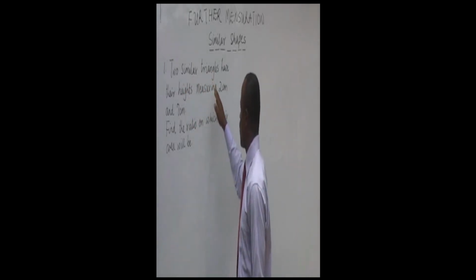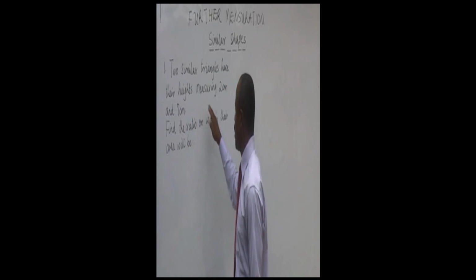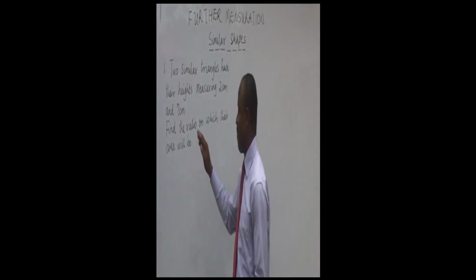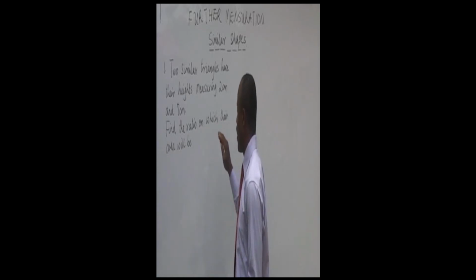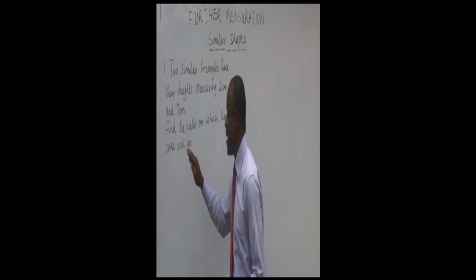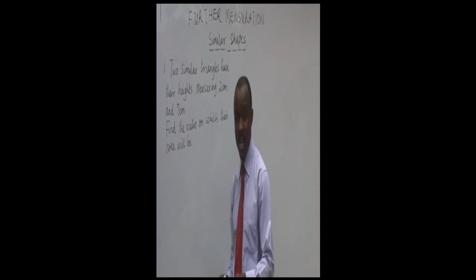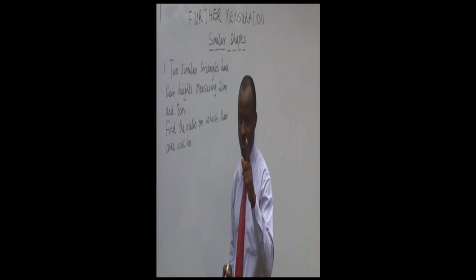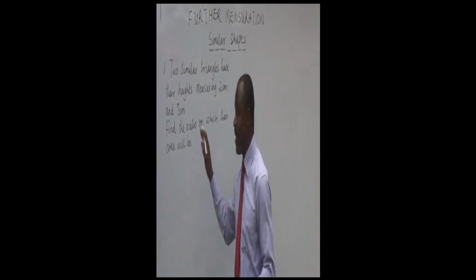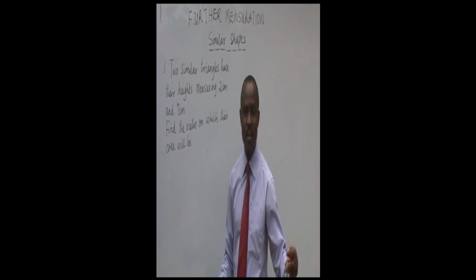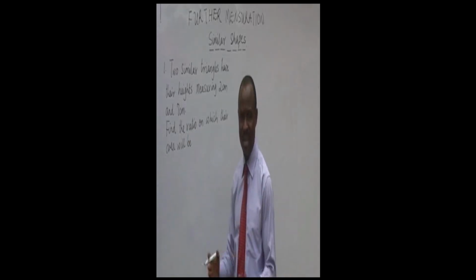2 similar triangles have their heights measuring 2 cm and 7 cm. Find the ratio on which their area will be. At times, this kind of question is the type of question that students like some of you, let me not say you, will see in the exam hall. It will be one of those questions they will skip to look for simpler ones without knowing that this one is the simplest that you could ever get.